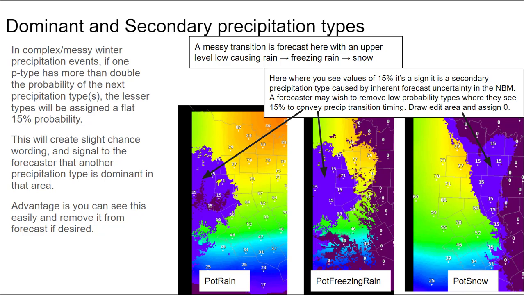Let's see how this manifests in a situation where a core of an upper level low is moving across and causing a transition from rain to freezing rain to snow. Everywhere you see large areas of 15%, you know that another precipitation type is the most likely one. This can be your cue to remove these values to show a proper precipitation type transition. This kind of probability smearing is common when models disagree on the speed of an upper level feature. Without the demotion of precipitation types, it would be really difficult to see outlier probabilities in the GFE across time and space.